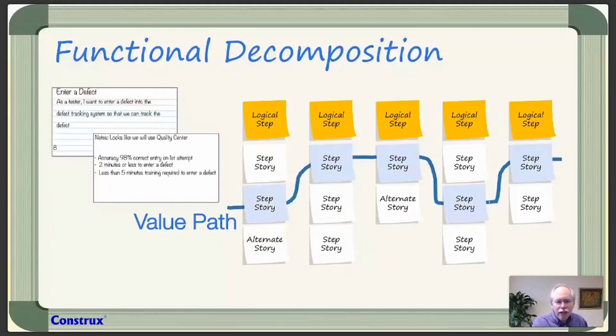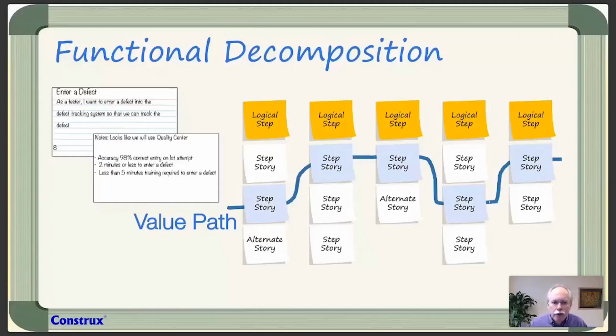For example, if I say less than 2 minutes to enter a defect, I can't take 2 minutes on authenticating myself because I won't have any time for the rest of the steps. So I may decide on this step story for authenticating myself, I'm only going to give myself 15 seconds, because I need to be able to get this done in 2 minutes or less.